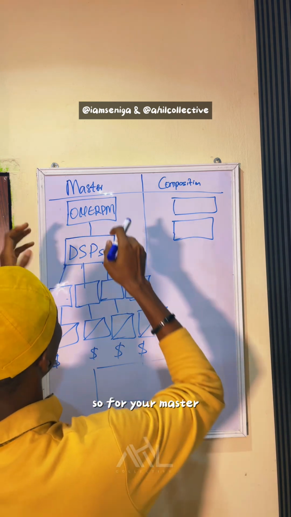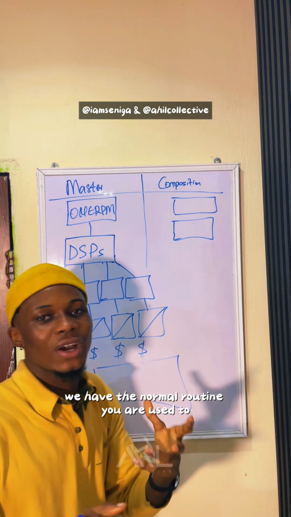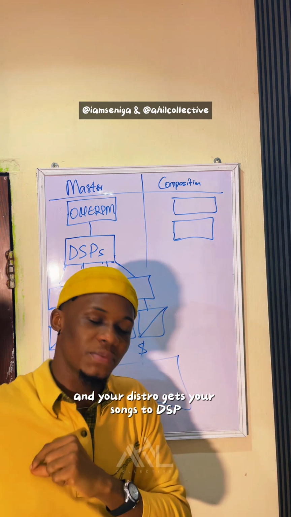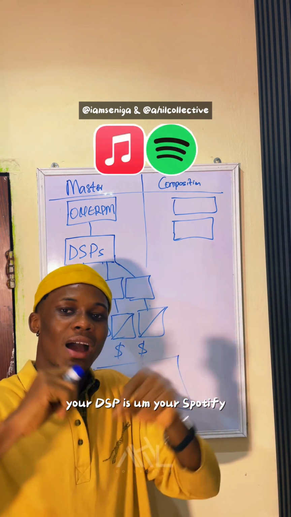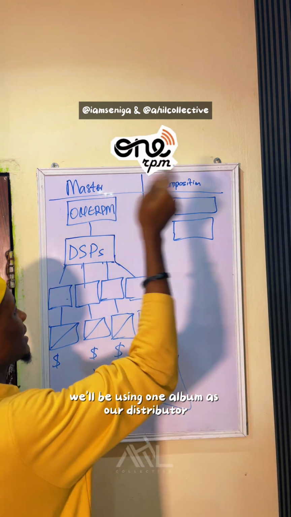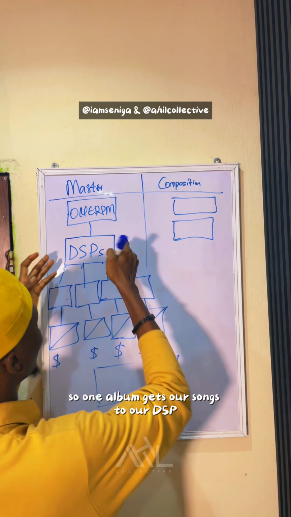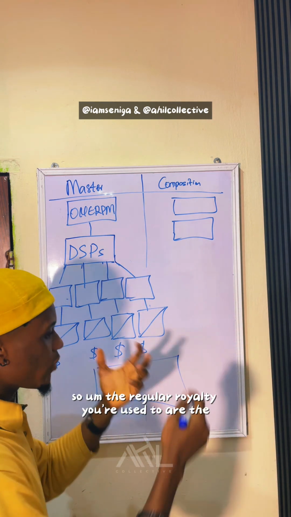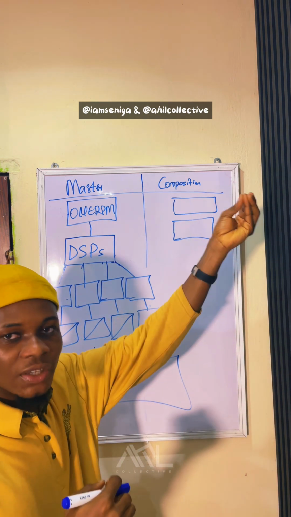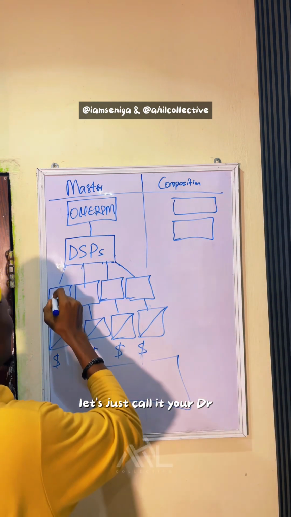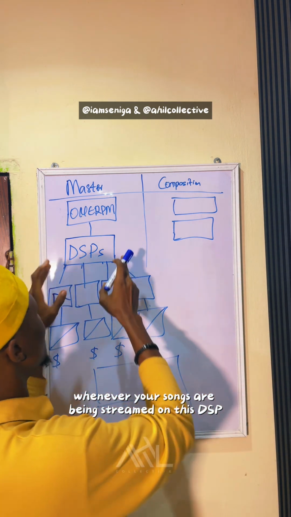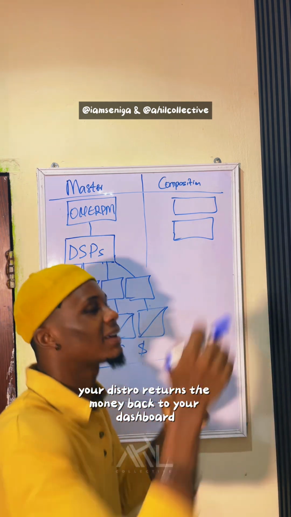So for your master, we have the normal routine you are used to, where you want to distribute your song. You get your songs to your distro, and your distro gets your songs to DSPs. Your DSP is your Spotify, Apple Music, and so on. For this exercise, we'll be using 1 RPM as our distro. So 1 RPM gets our songs to our DSPs. The regular royalty you are used to is the royalty that comes from your distribution platform. Let's just call it your DR, for example. Whenever your songs are being streamed on this DSP, your distro returns the money back to your dashboard.